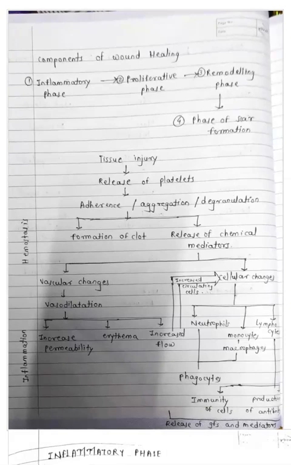You can further divide the second phase, that is the proliferative phase, into two phases: the phase of epithelialization and the phase of granulation tissue formation. It depends on you how you want to write in the exam, but if you divide the proliferative phase into two phases, then it will be better and you can fetch good marks in your exam.